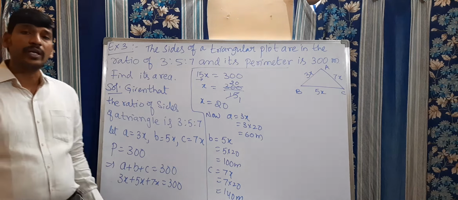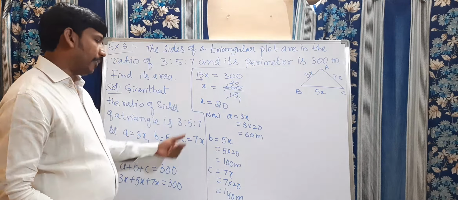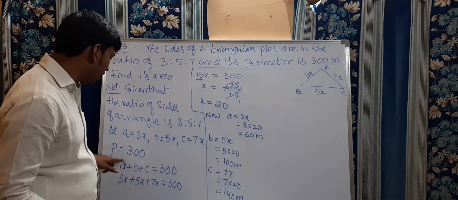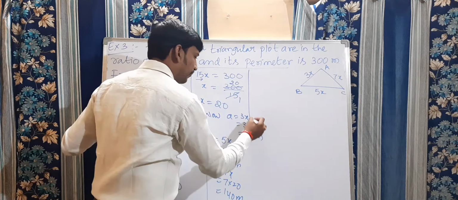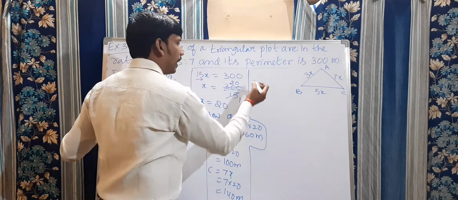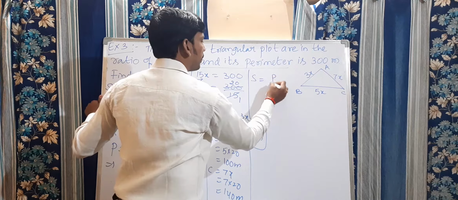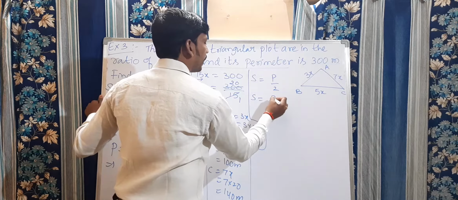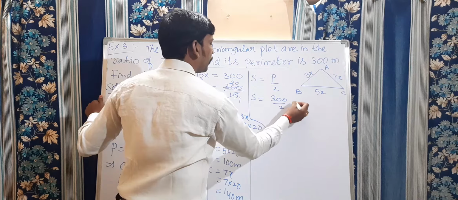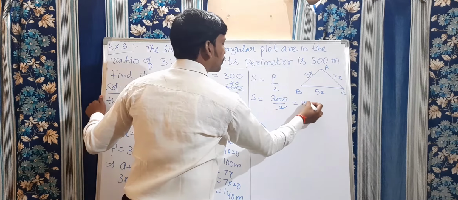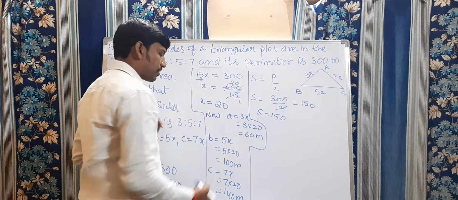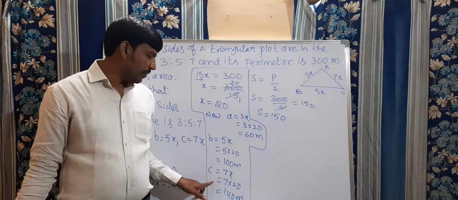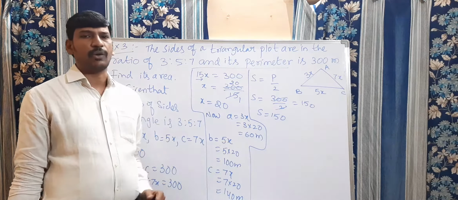Now what is the s value here? s is nothing but a plus b plus c by 2, or they have given the p value 300. So therefore s is equal to p by 2, s is equal to 300 by 2 is equal to 150. Clear? So we got the s value as 150, a value we got 60, b value as 100, c value is 140. Then substitute in the formula.